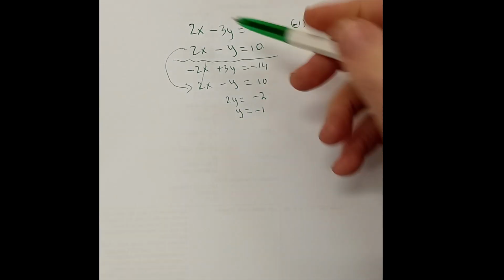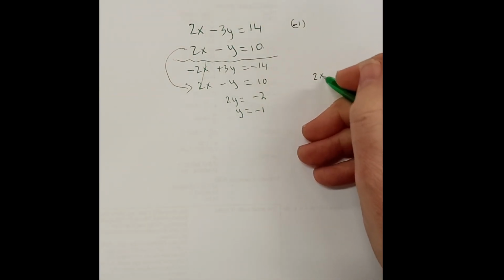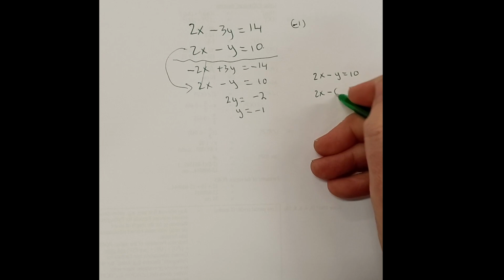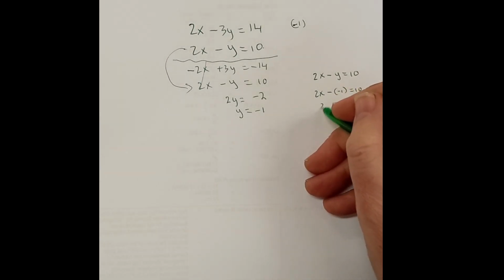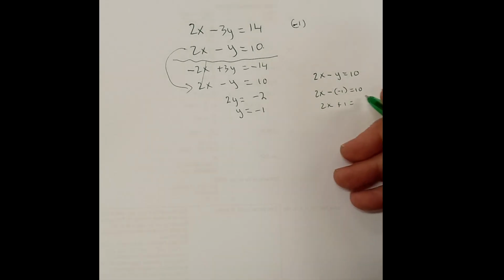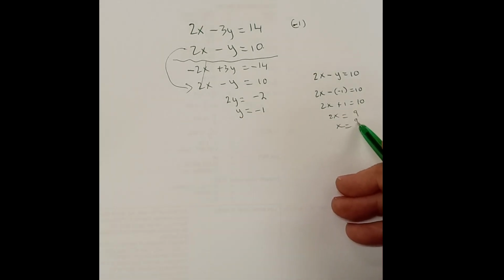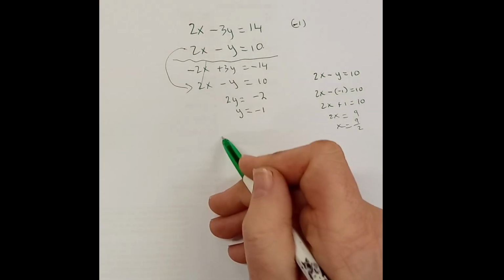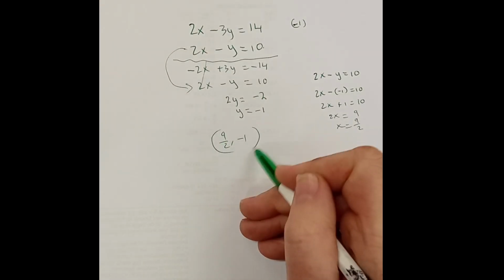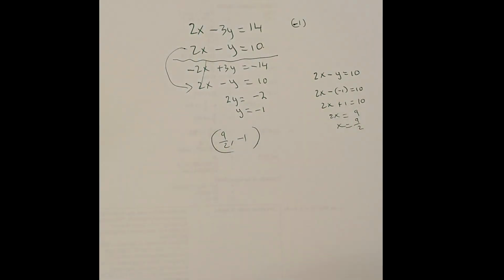And if y is negative 1, let's pop it back in to one of them. So let's take this formula. Let's replace the y with minus 1. 2x minus minus 1 is equal to 10. That's 2x plus 1 is equal to 10. 2x is equal to 9. X is equal to 9 over 2. And then put them together. 9 over 2 and minus 1. And always put the x before the y. Okay? So that's probably the hardest one, I suppose, that you can come across.